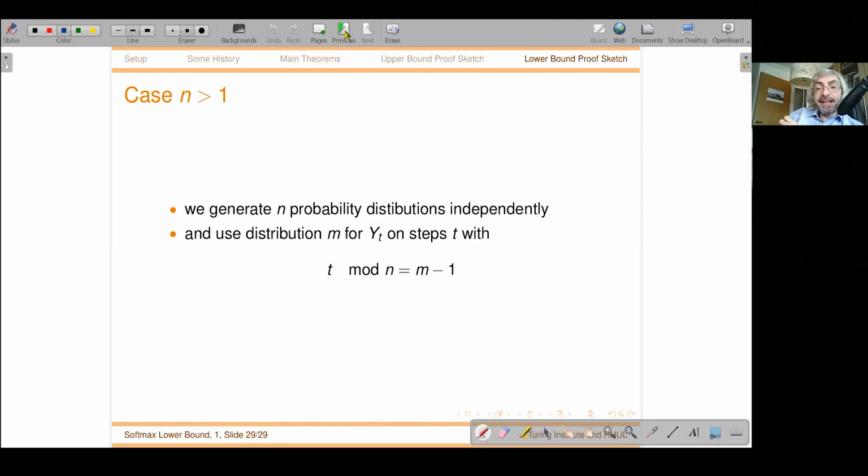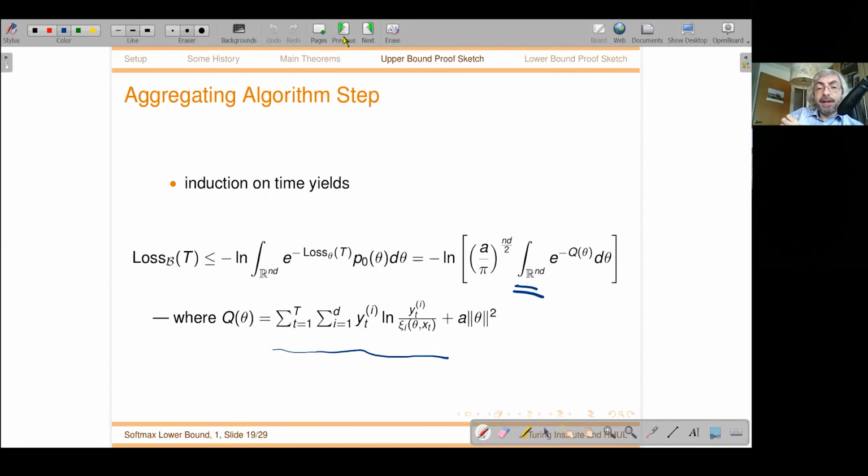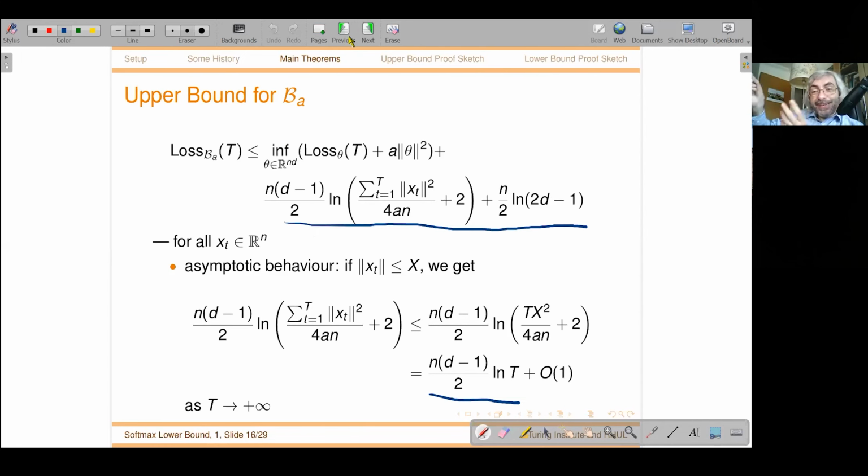And this completes my talk. So I have shown you the upper and lower bounds and explained them and gave some explanation of how they are obtained.